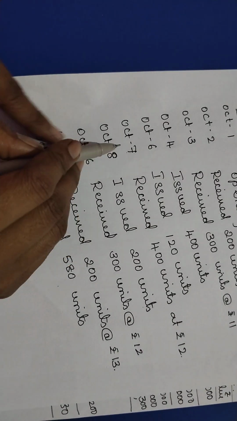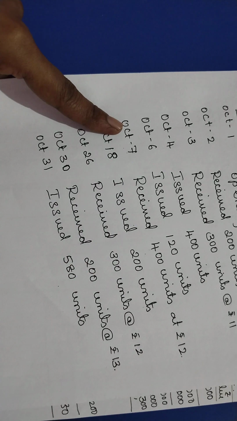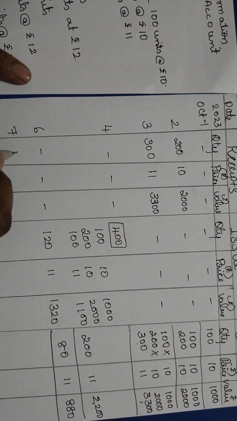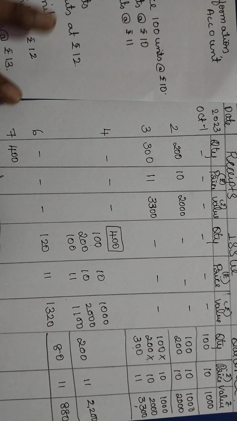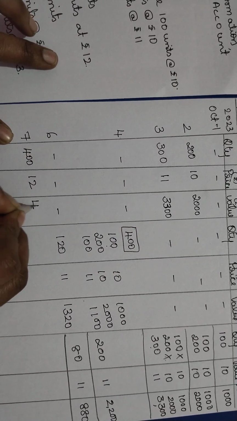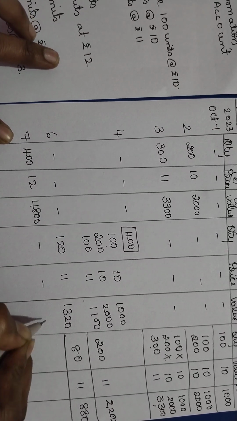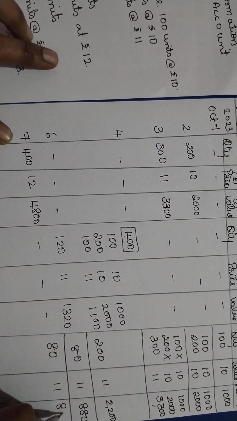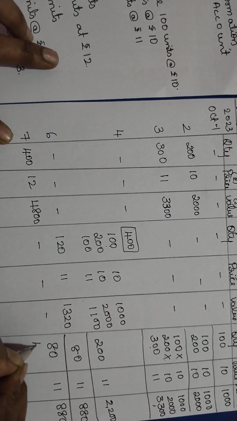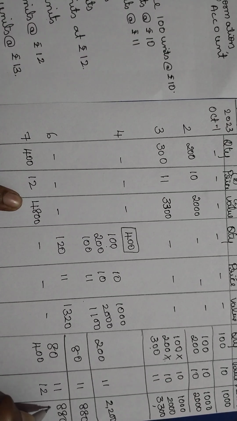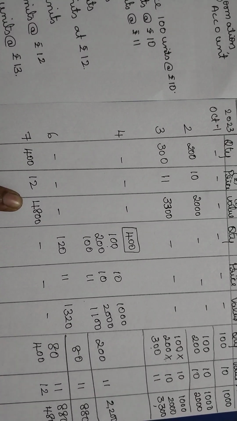The next transaction is 7th. Received 400 units at rupees 12 each. On 7th is a receipt. How many units? 400 units at rupees 12. 400 into 12, 4800. We are recording. First we should write 80 into 11, 880. Now we are writing the new one. 400 into 12, 4800.